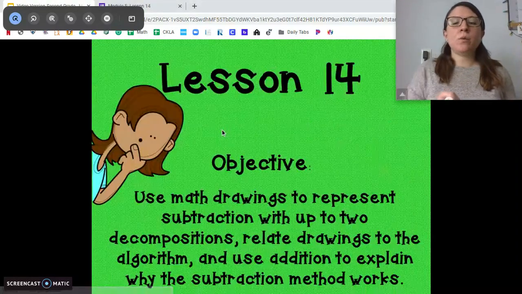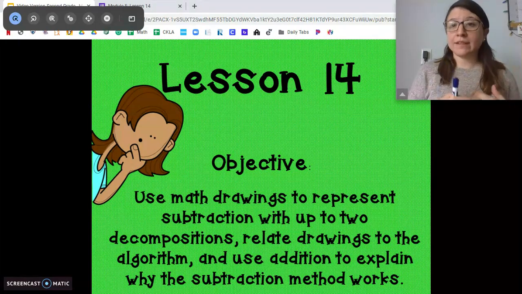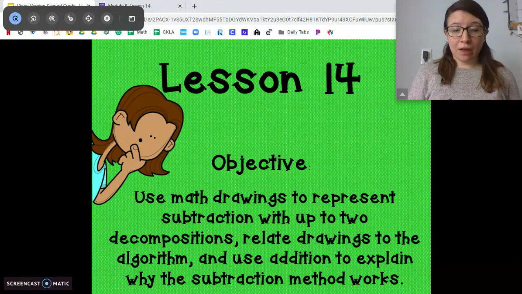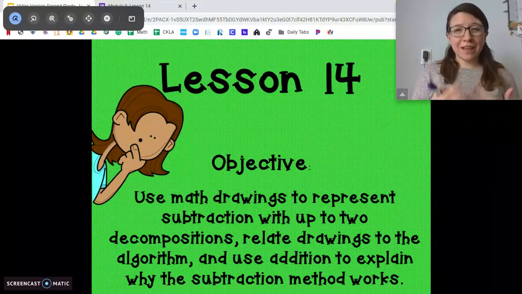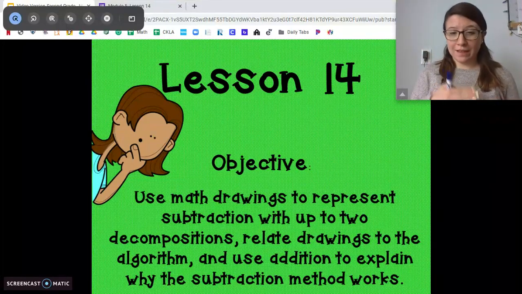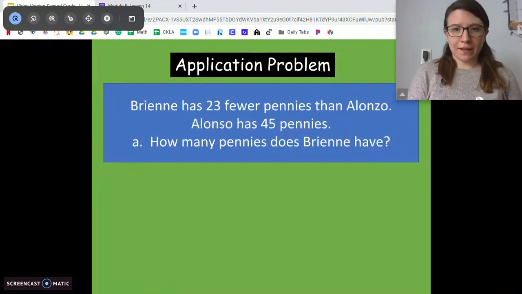So today's lesson, we're going to be working with both our place value charts, our number drawings, and the algorithm, so the vertical method to subtract. And then we're going to figure out how we can check that with addition. Okay, so that's our objective. We're going to start off with an application problem. So I'm going to have you try this on your own.